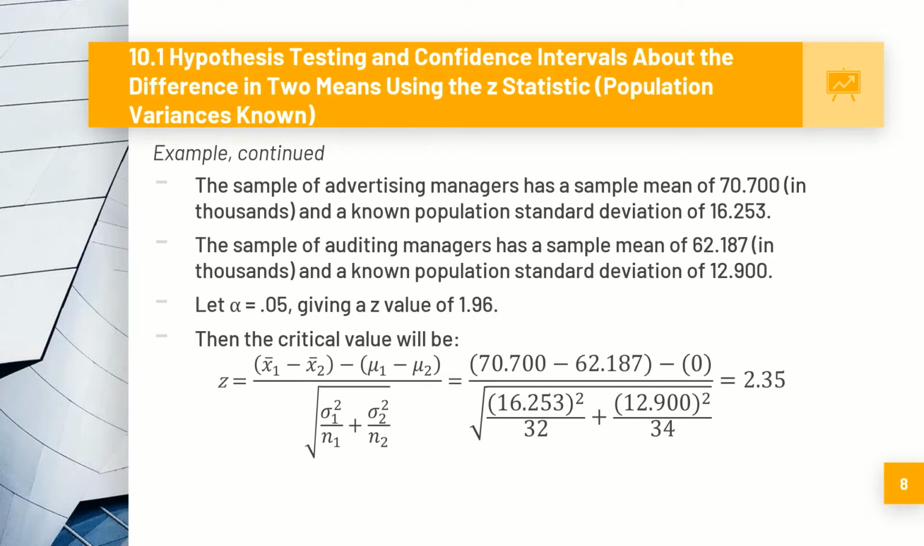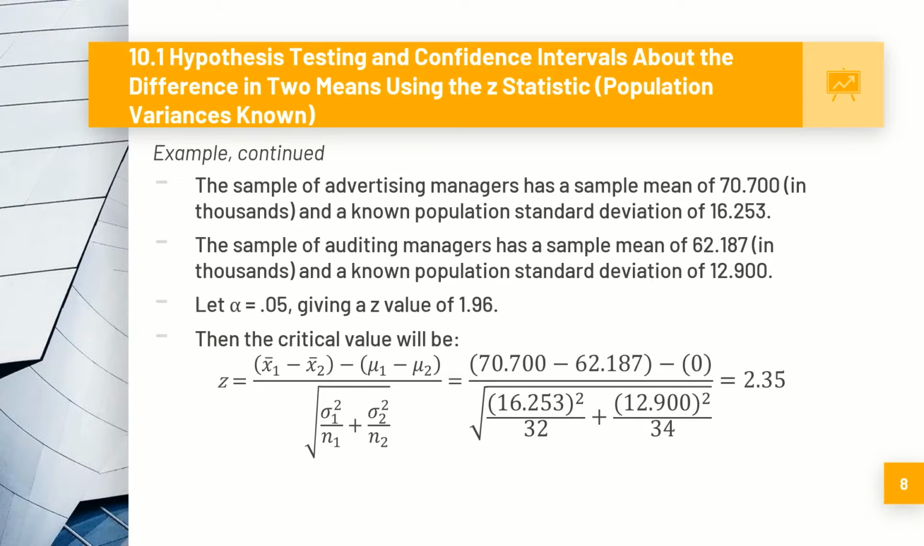The sample of advertising managers has a sample mean of 70.700 and a known population standard deviation of 16.253. The sample of auditing managers has a sample mean of 62.187 and a known population standard deviation of 12.9. Let 0.05 be your significance level, giving a z-value or confidence value of 1.96.